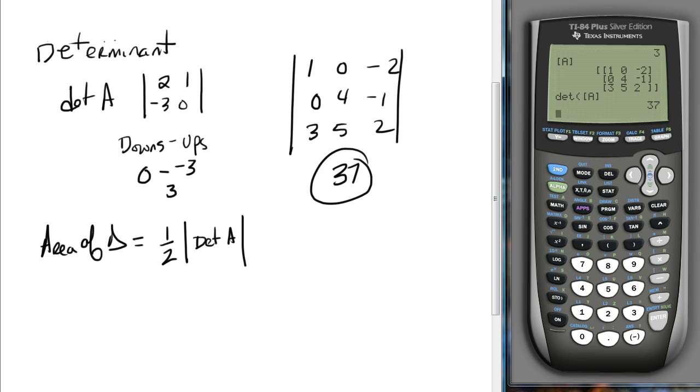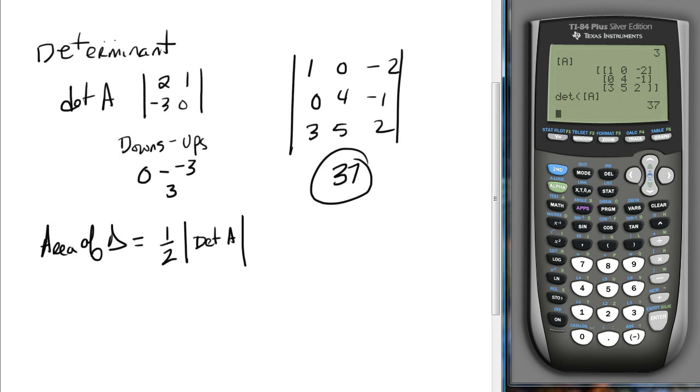The area of a triangle is equal to 1/2 the absolute value of the determinant of A. Notice that if you just put straight lines around the matrix, that doesn't mean absolute value. But notice this is absolute value around the word determinant, because I always want a positive value for area.